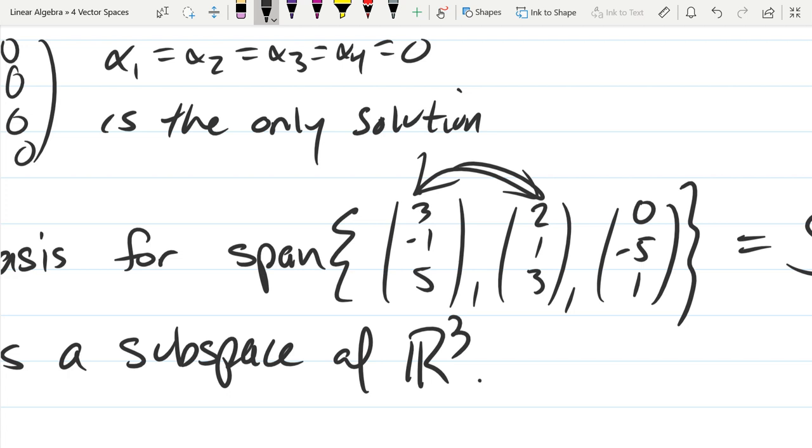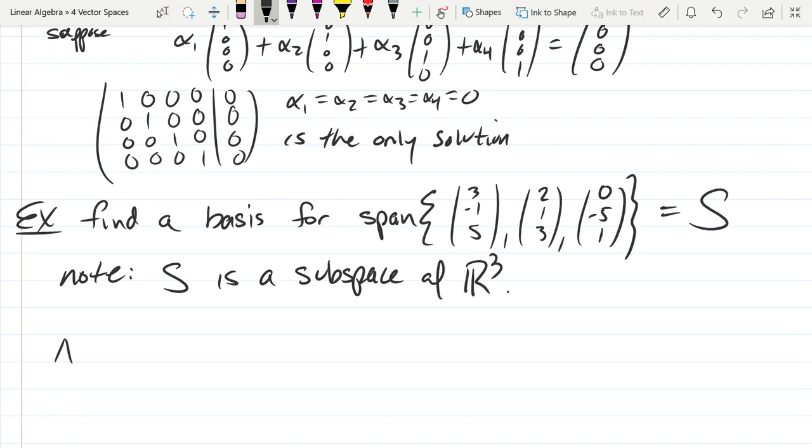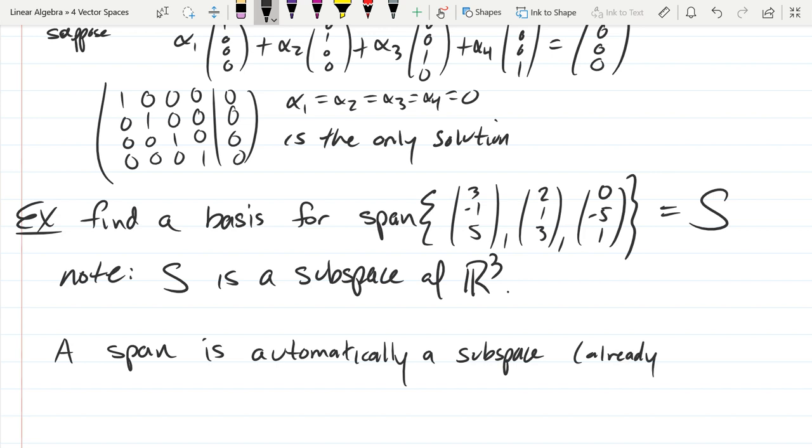If these vectors are independent, well, it's already spanning itself. If it's also independent, we're done. That's all it takes to be a basis: it spans your space and is independent. So all we have to do is check, is it independent or is it not? I'll write that down. A span is automatically a subspace. We proved that one or two classes ago. So that was part one, done.